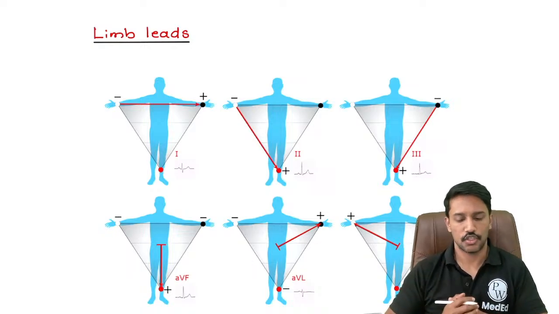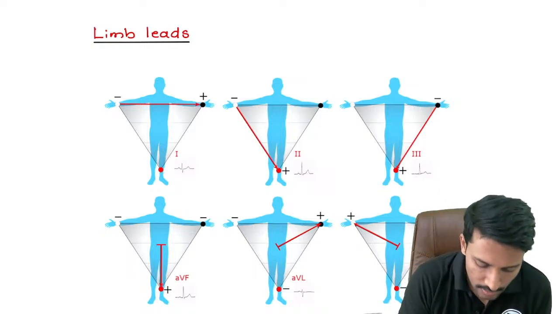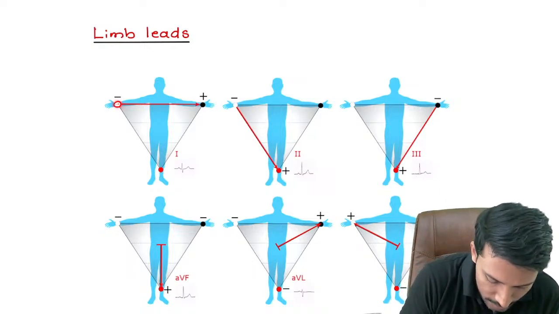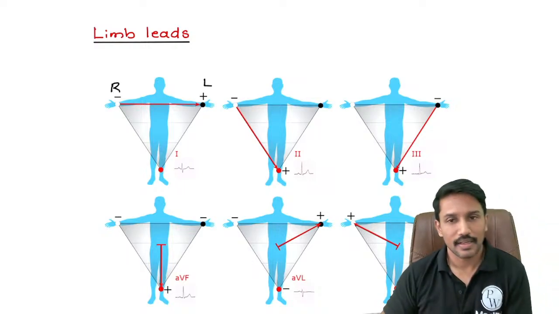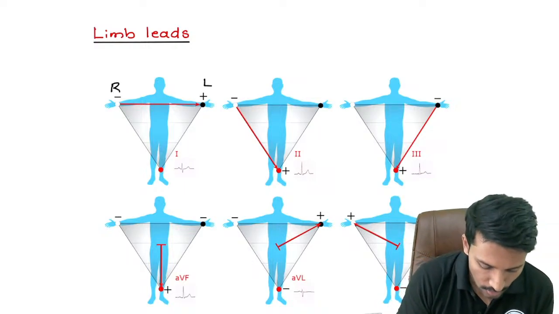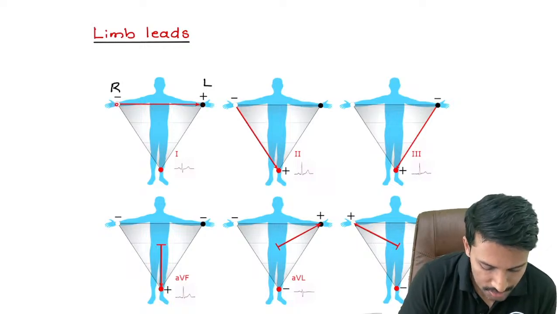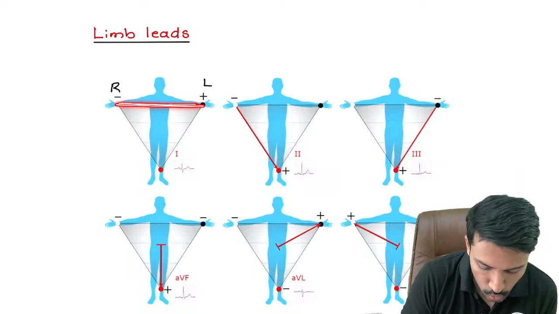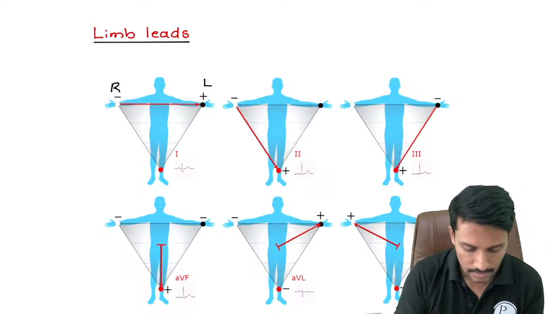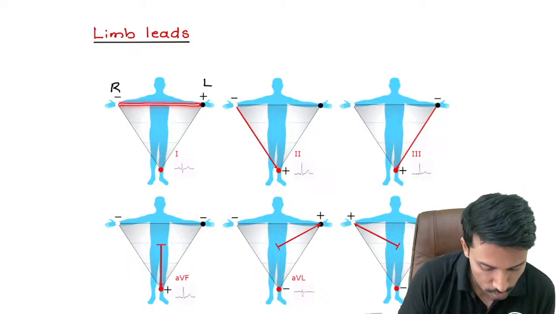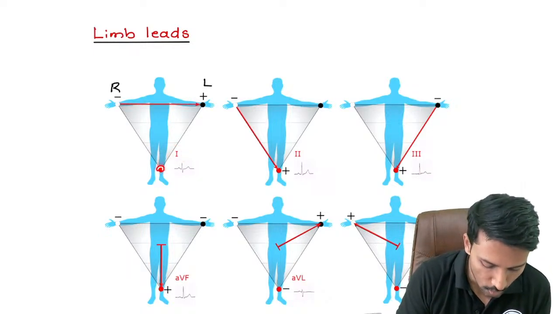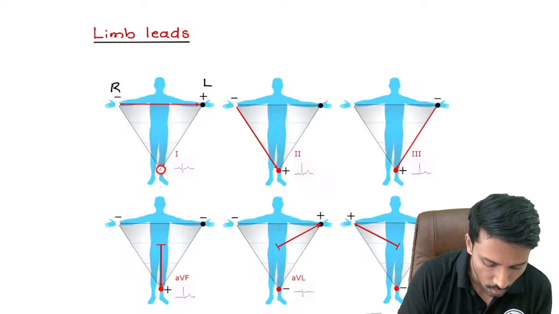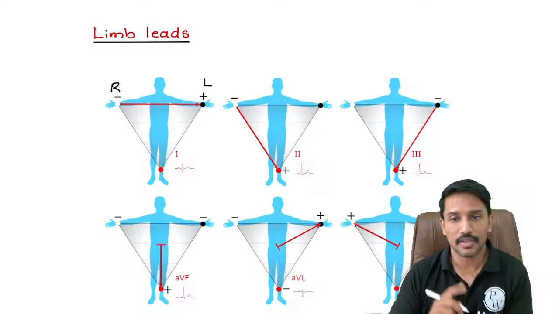in 2 positions. For example, if I put a negative electrode on the right hand and a positive electrode on the left hand, okay, now I have 2 electrodes and I am measuring the potential difference between these 2 points. When I measure the potential difference between these 2 points, I am going to call it lead 1. But we should always remember that we also place one more electrode on the left leg.